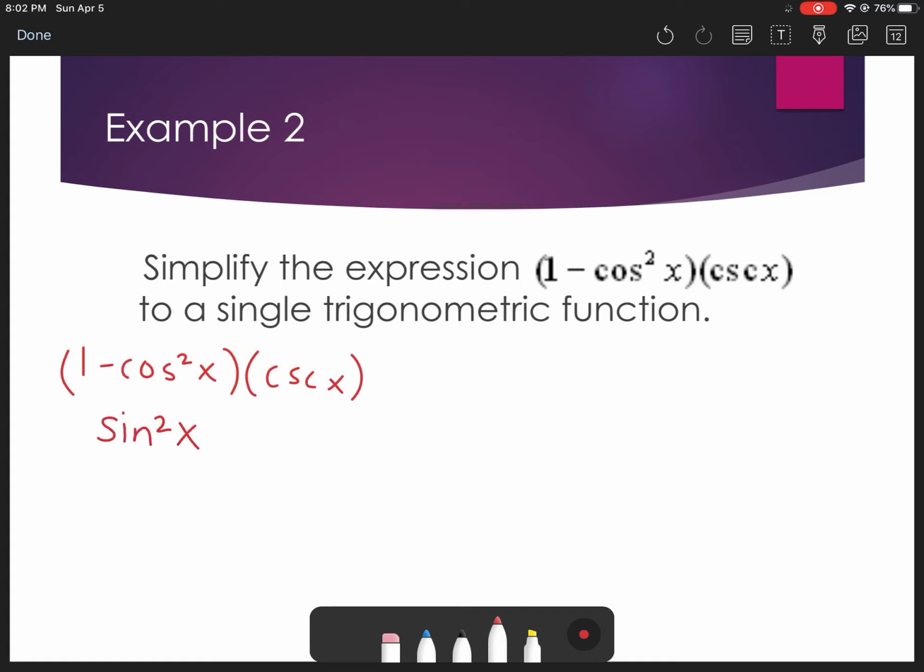So we can replace 1 minus cosine squared of x with sine squared of x. And we're going to multiply that by cosecant of x, but remember that we can rewrite cosecant of x as 1 over sine of x. I'm going to make this over 1. And just like we did in the last problem, cross 1 sine of x out with the 1 on top, and we're left with sine of x.